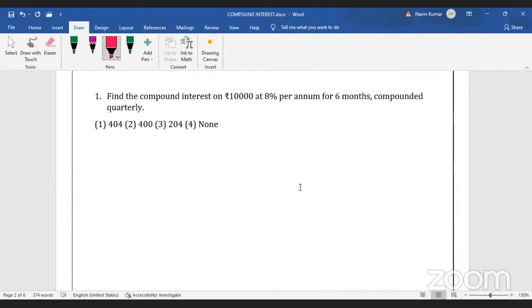Find the compound interest on 10,000 at 8% per annum for 6 months, compounded quarterly.